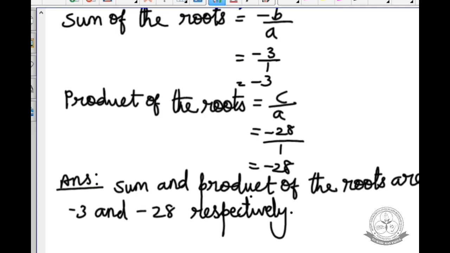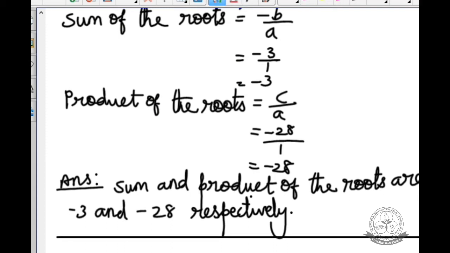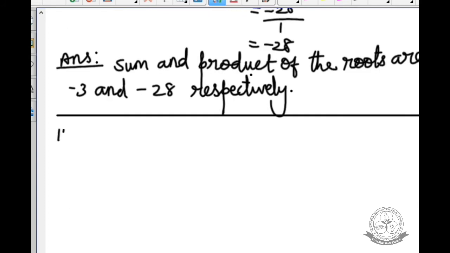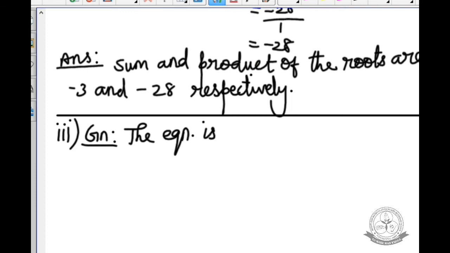Now we do the third sum. Take the second one as homework sum. Third subdivision, the given equation is 3 plus 1 by a equal to 10 by a square. You have to find the sum and the product of the roots.